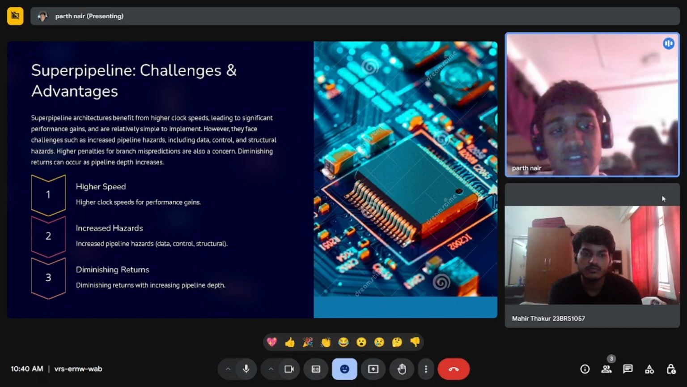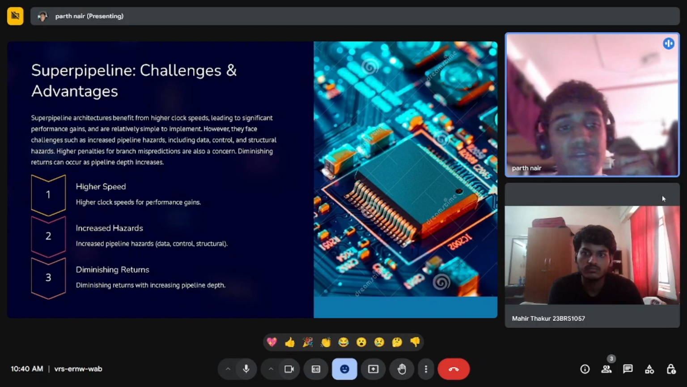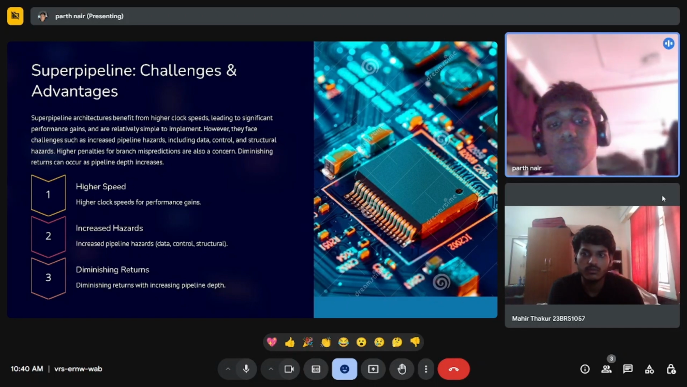The advantages and challenges here are: the super pipeline architecture benefits from higher clock speeds, leading to significant performance gains, and is relatively simple to implement. However, they face challenges such as increased pipeline hazards, including data, control and structural hazards, and higher penalties for branch mispredictions. Diminishing returns can also occur as pipeline length increases.